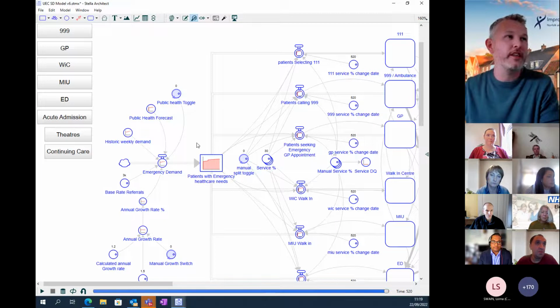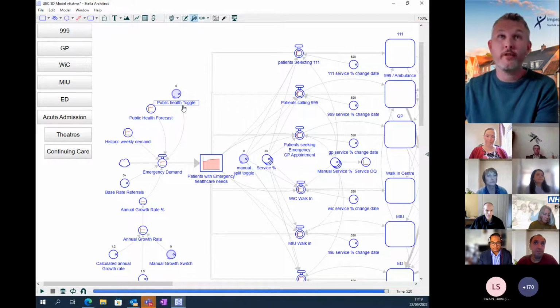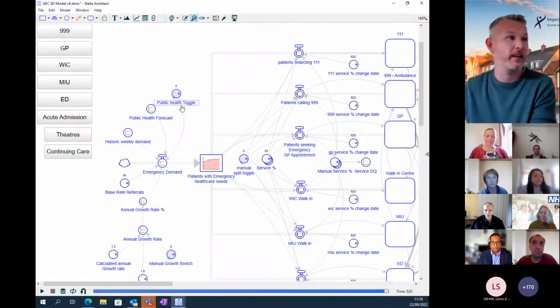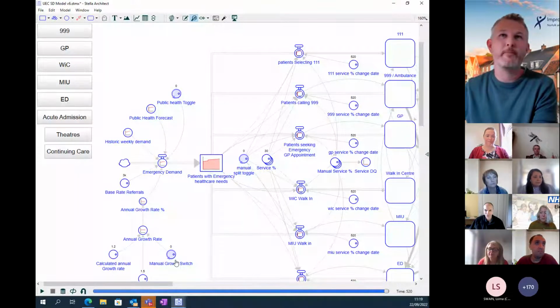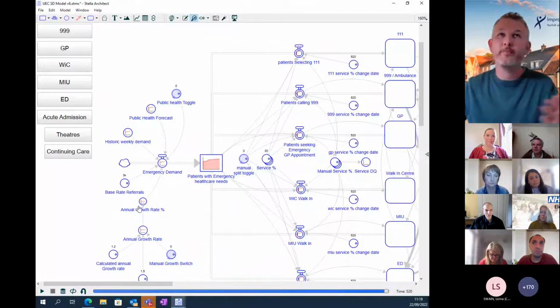We've got demand across the whole system coming into urgent emergency care. So we've got different ways of doing that. Some may be that we're working with our public health colleagues to do a forecast about what we expect demand to look like. Sometimes people just want to put in a manual growth rate of, we think it's going to increase by 3%, and we want to see what that impact will be. Or sometimes we just want to do a straight line forecast. We've built in all of those different options so people can model different approaches.